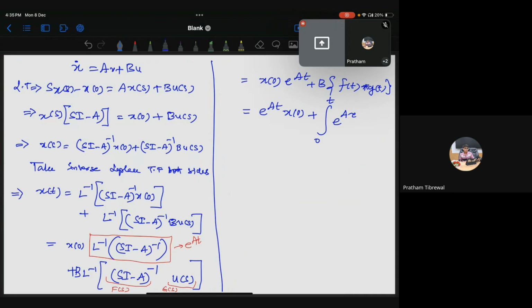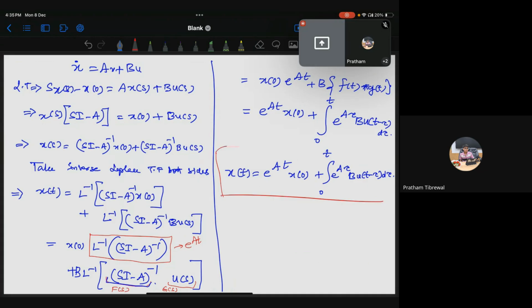Okay, e power a tau, because this is again the e power at function only. So b u of t minus tau d tau. Okay, b also I'm sending inside. So finally, what is the function? X of t is equivalent to e power at x of 0 plus integral 0 to t e power a tau b u of t minus tau d tau. Okay, this is the final solution.